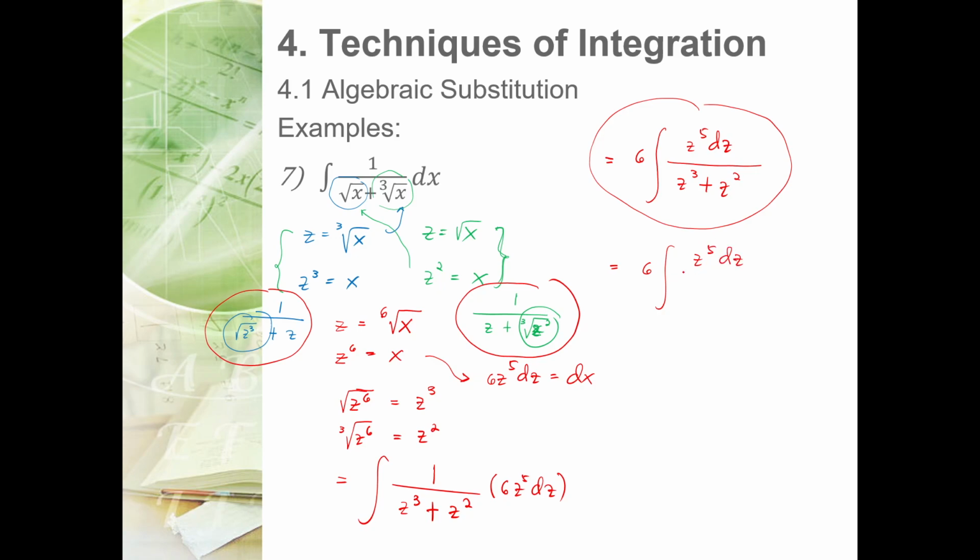Calculating even further, we can factor out z squared here. This becomes z plus 1. So cancel out z squared. So we have 6 z cubed dz all over z plus 1. So I think in this term here we can use the long division.